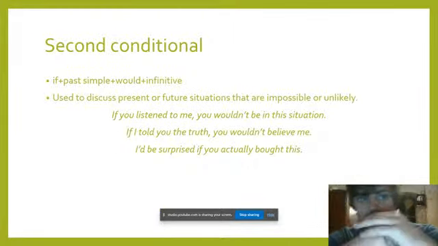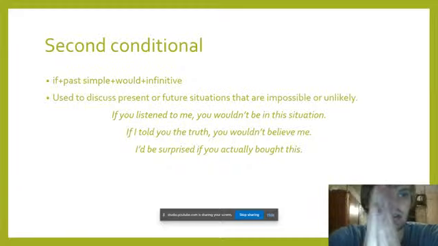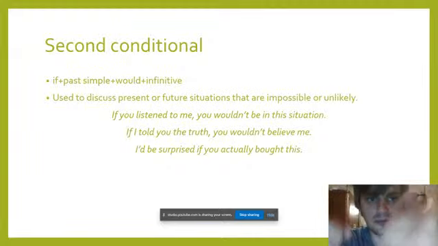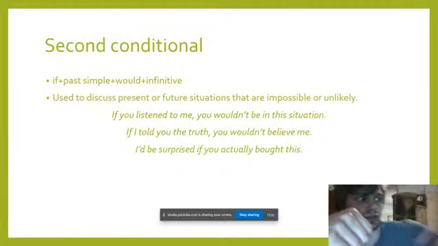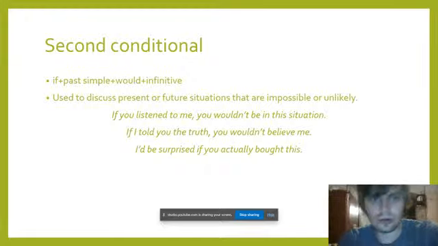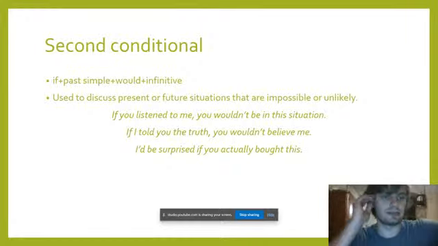Let's begin with the second conditional. So its structure is as follows. We start off with an if, and after the if we use the past simple, which is the condition clause, and then we have the result, which is would and the infinitive added to it.